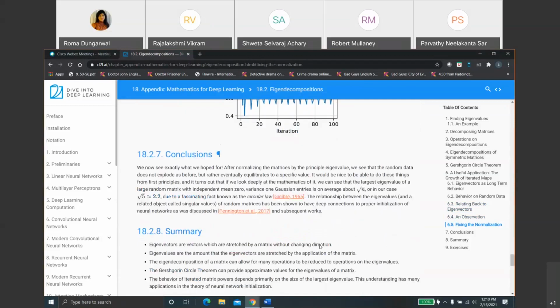Let's read the conclusion. After normalizing the matrices by principal eigenvalue, we see that the random data does not explode as before, but rather eventually equilibrates to a specific value. And this is what we want. So this ensures that small changes in input do not have drastic changes on our output, and also the output is not completely independent of our input.